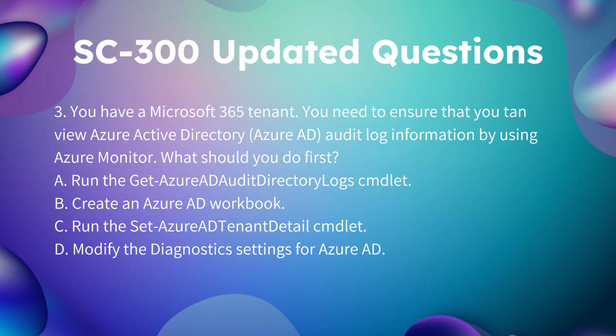3. You have a Microsoft 365 tenant. You need to ensure that you can view Azure Active Directory, Azure AD, audit log information by using Azure Monitor. What should you do first? A. Run the Get-AzureADAuditDirectoryLogs cmdlet. B. Create an Azure AD workbook. C. Run the Set-AzureADTenantDetail cmdlet. D. Modify the diagnostic settings for Azure AD.